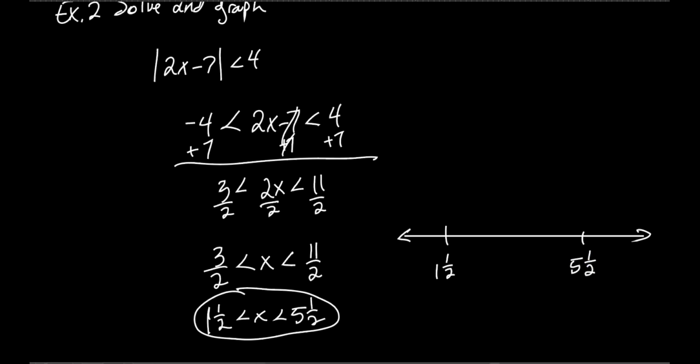And then we do what we've been doing. That's open, and that's open, and it's what? It's less than, right? So it's everything in between, right? This means that x is between 1.5 and 5.5, and that's what that graph indicates right there.